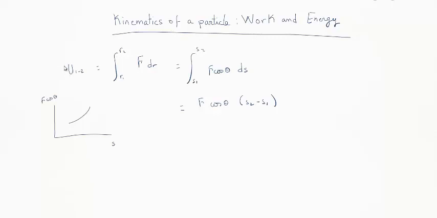So the energy U is basically the integral from R1 to R2 of F dR, which, if it's going in a straight line from S1 to S2, is the integral of F cosine theta ds. Now if we actually solve the integral, we get F cosine theta times S2 minus S1. Now if we draw the curve of F cosine theta over S, the area under this curve is the energy.